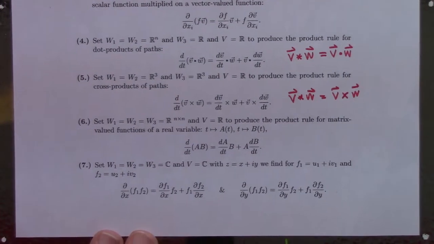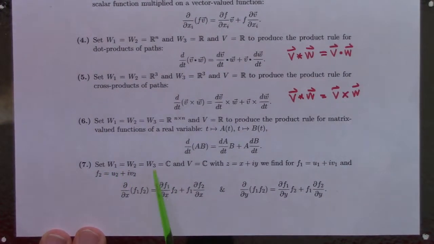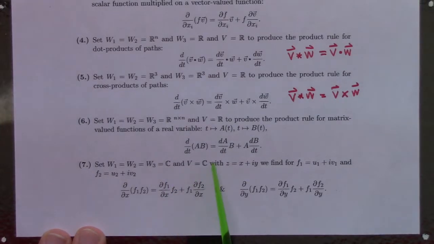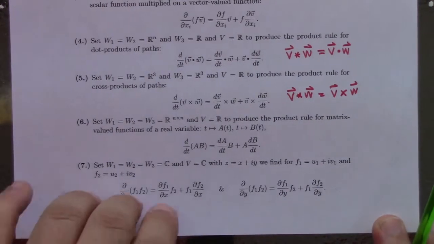Of course, there's also the case that all the w's are complex numbers and the domain is complex numbers. Then we can talk about, I'm using x and y as the Cartesian real variables inside C. Then we use these product rules for complex valued functions of a real variable x and real variable y.